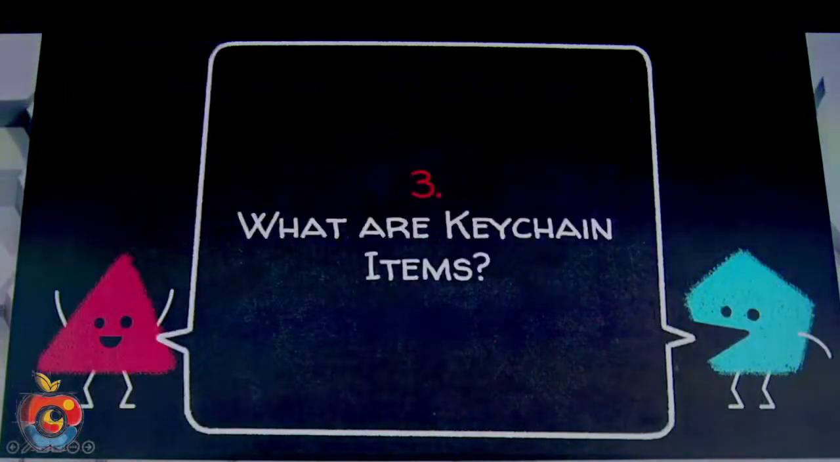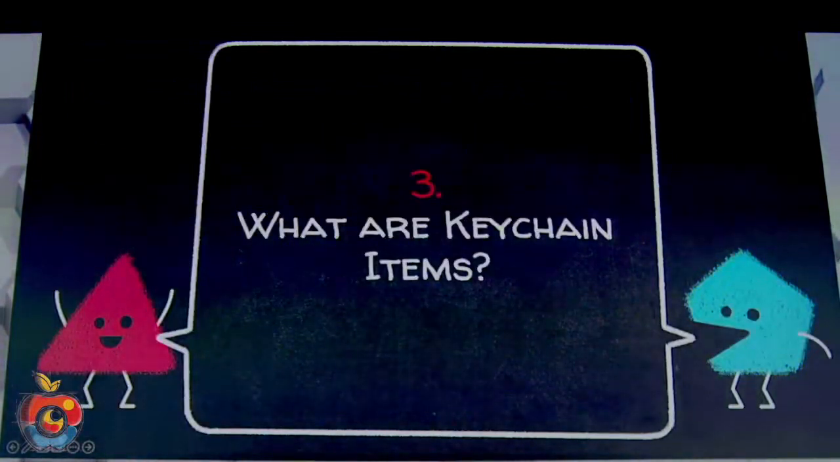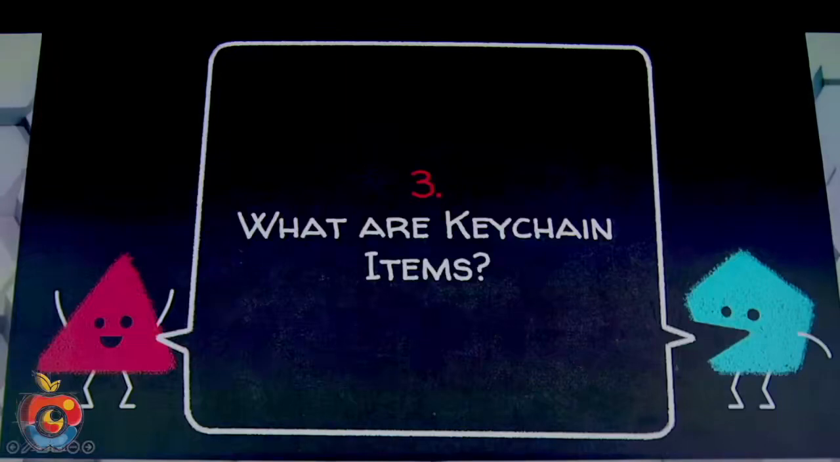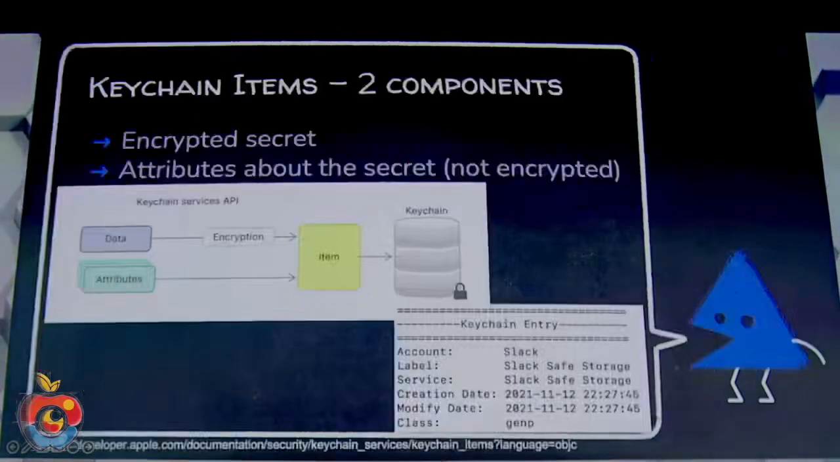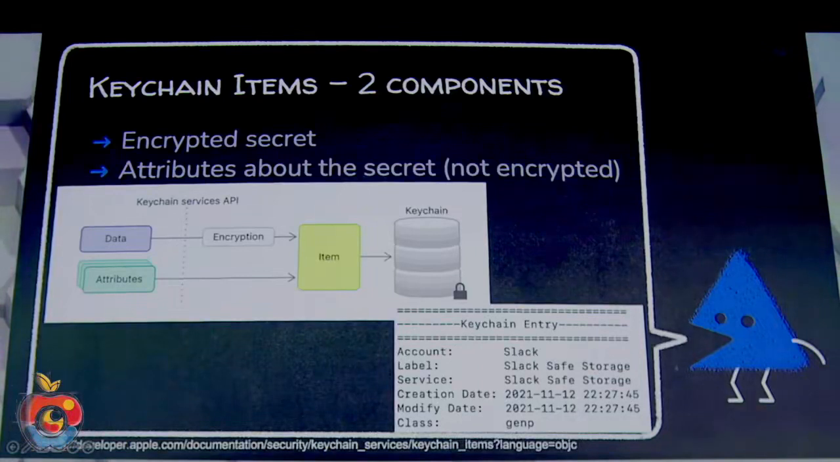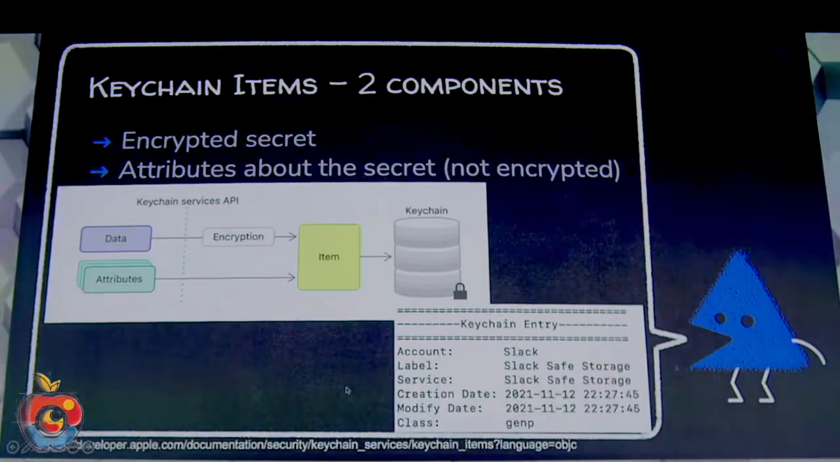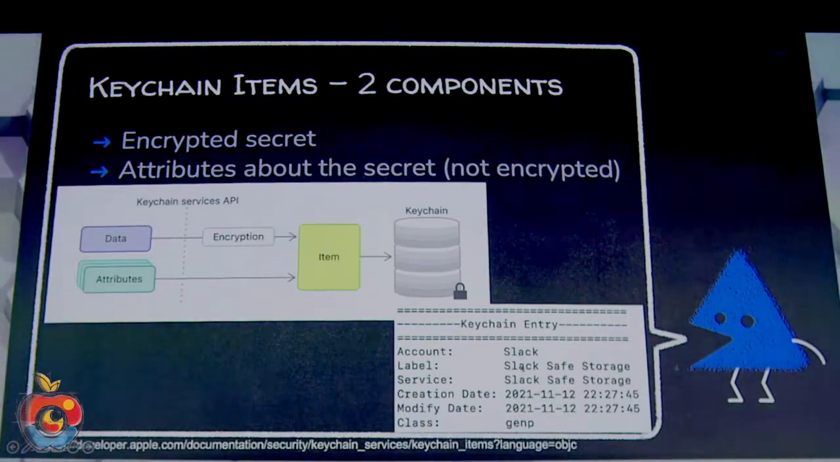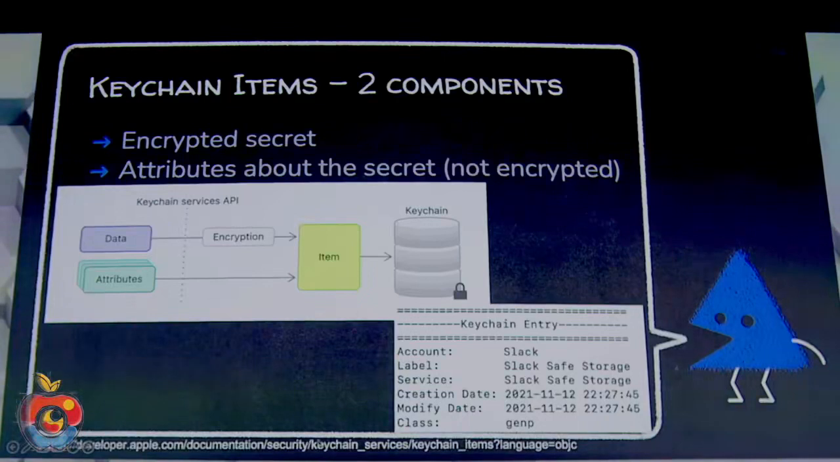So the next thing to talk about is, what are these keychain items in the first place? Why am I pulling stuff out? What does it look like? What information am I getting? In general, keychain items consist of two things: the encrypted secret thing that you're trying to save into the keychain, and then all the attributes and metadata surrounding it. We can see an example here, looking at a keychain entry for Slack's safe storage, with metadata and attributes associated with it that are not encrypted, things like the account name, the label, creation date, and what kind of entry this is.